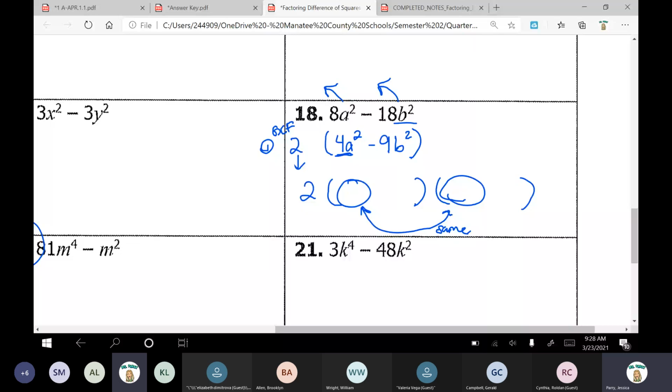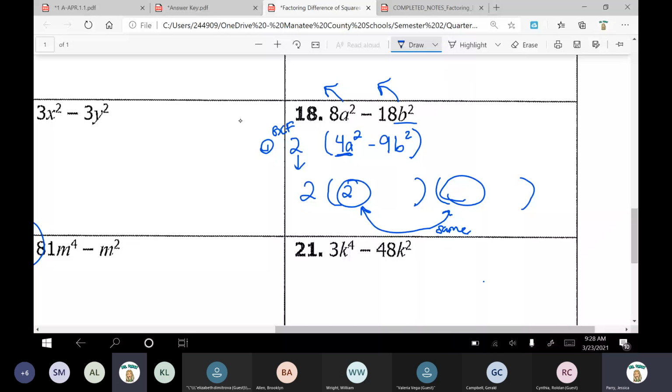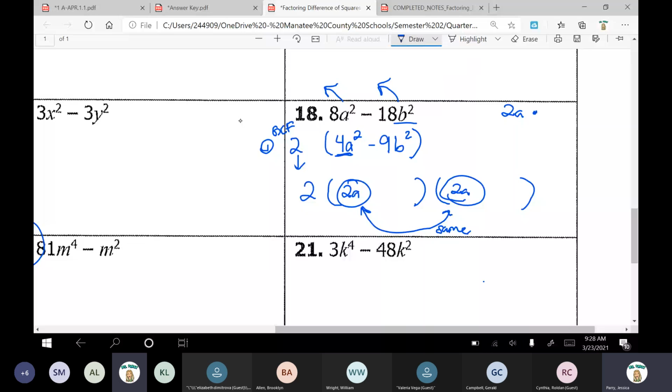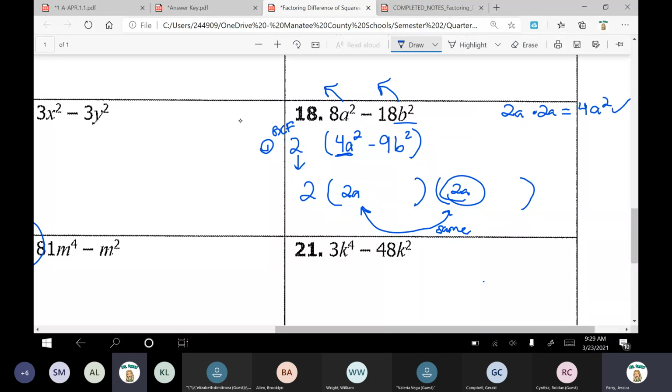I see 2a times 2a. Let's check it out. Let's write 2a, 2a. I'm going to write it over here, 2a times 2a. 2 times 2 is 4. A times a is a squared. Perfect. It matches. Okay, so that one's done.